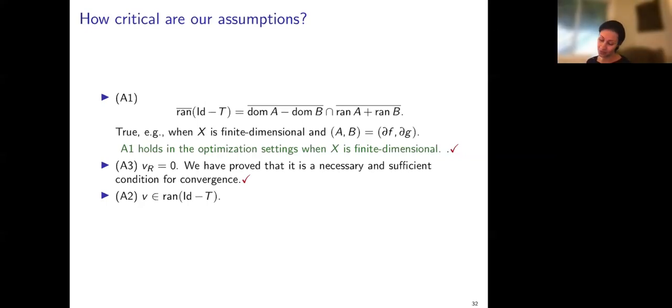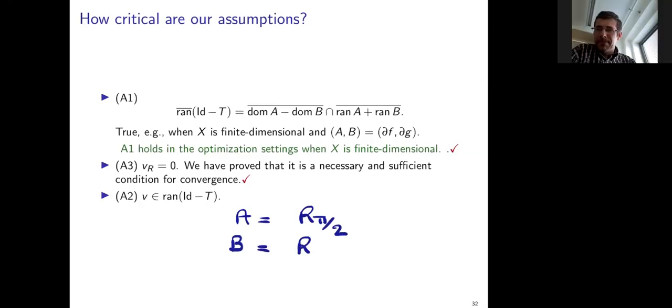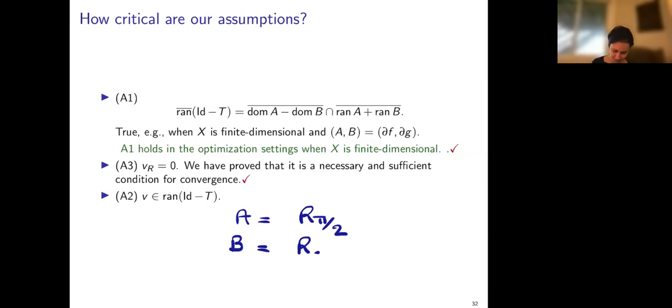Okay, so there are situations where it's not fulfilled even in finite dimensions. I gave you an example where even in finite dimension, this is not true. So if you take A equal to the rotator in the plane by pi over 2, and B equal to the rotator by minus pi over 2, they're both maximally monotone. That's the easiest way, right? Yes. So you can show that the right-hand side is R2.